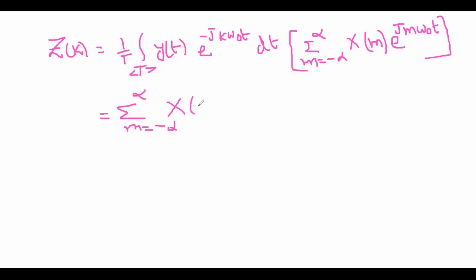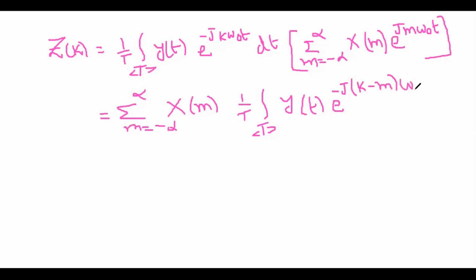Sum of m equal to minus infinity to infinity x of m, and another equation here: 1 by T, the integral over T, y of t, e power, take the common term here, minus j, let us take a minus here, (k minus m), minus into minus becomes plus, minus j (k minus m) omega naught t, and this function is also dt.